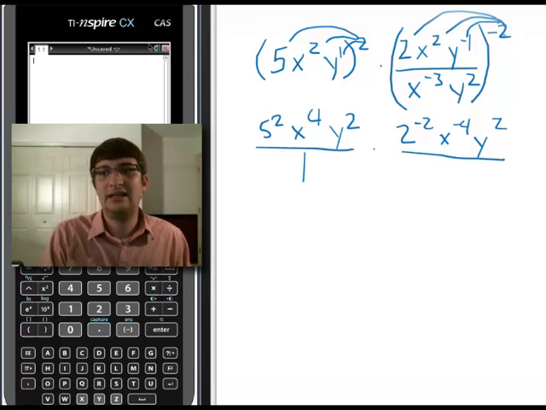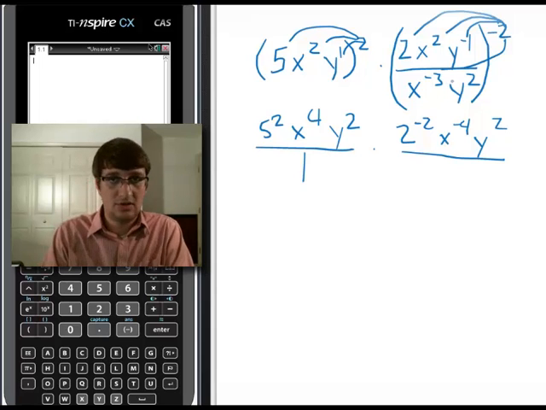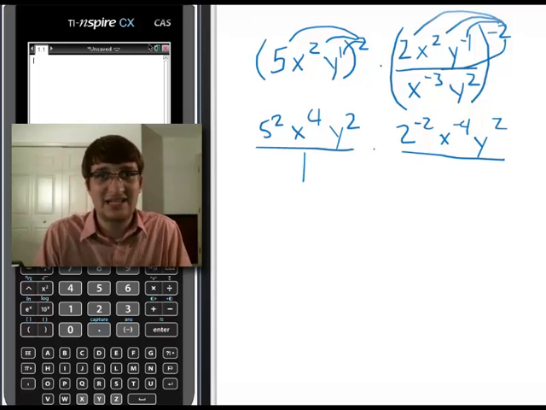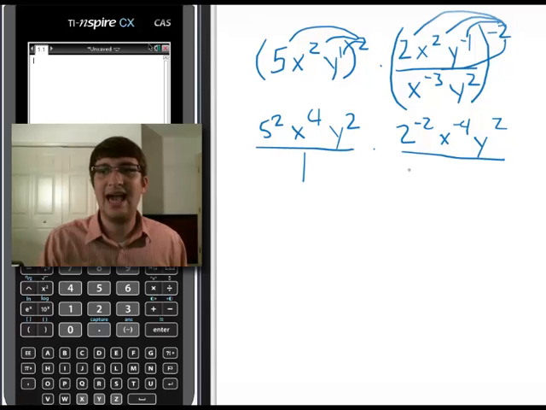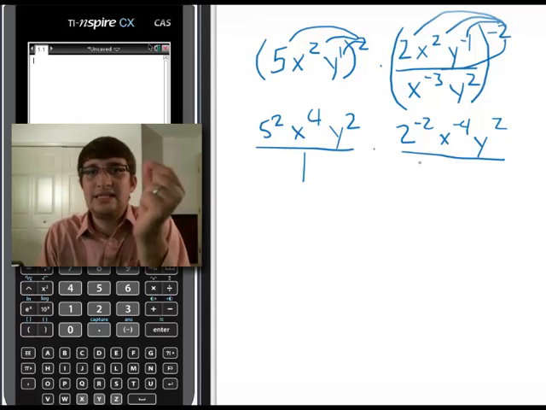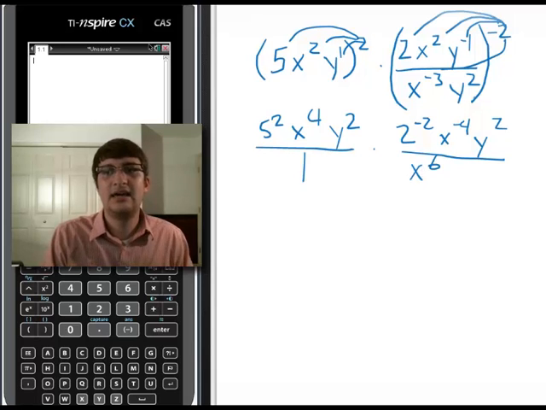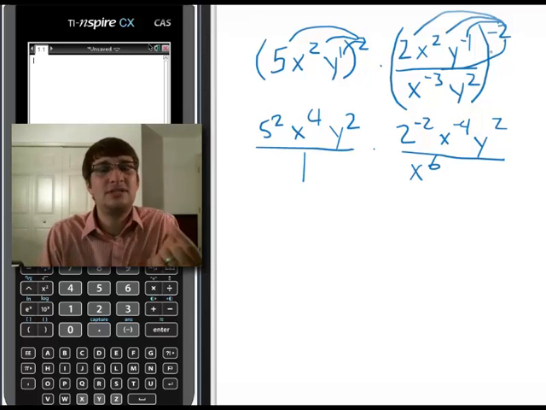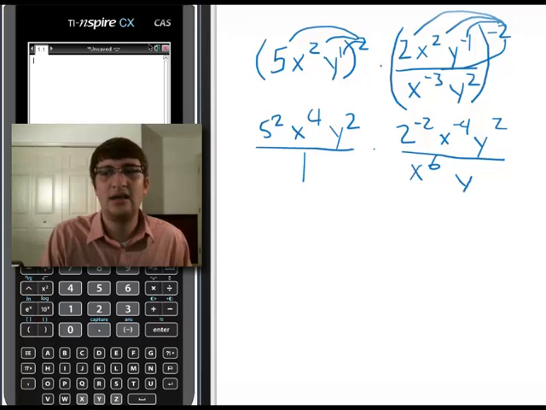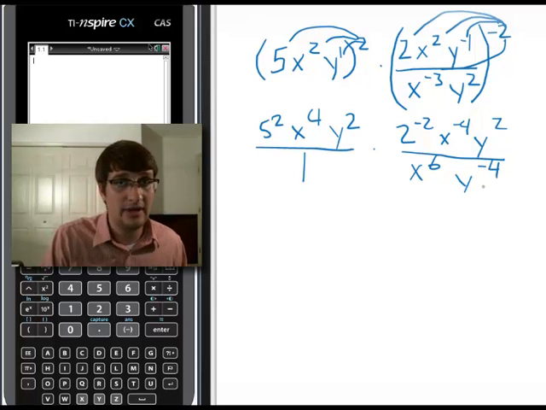Now let's go ahead and distribute this to the bottom. This negative 2 will also go down and multiply every exponent on the bottom as well. So we got x to the negative 3. Negative 3 times negative 2 is going to give me a positive 6. So it's going to be x to the 6th. And then y to the 2nd, 2 times that negative 2, again, is going to give me y to the negative 4.